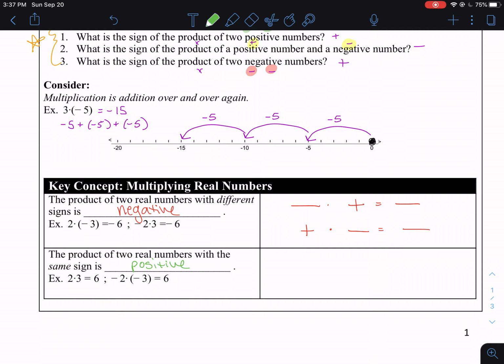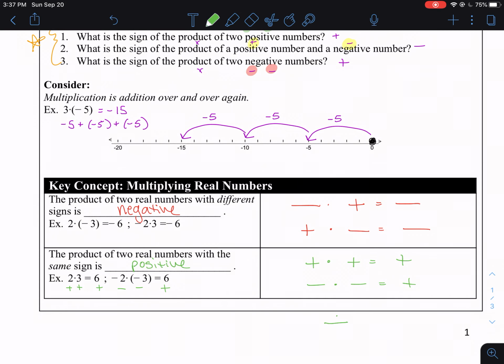For example, positive 2 times positive 3 is positive 6. Negative 2 times negative 3 is positive 6. So you can remember that by saying positive times a positive equals a positive, or a negative times a negative equals a positive. Like my former student liked to say, negative times a negative makes a positive.